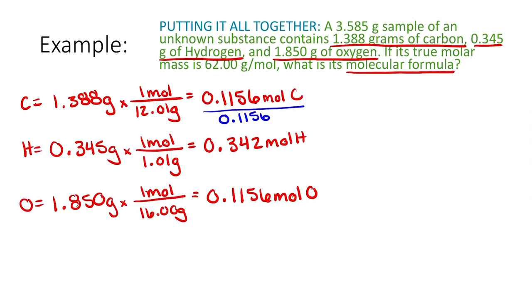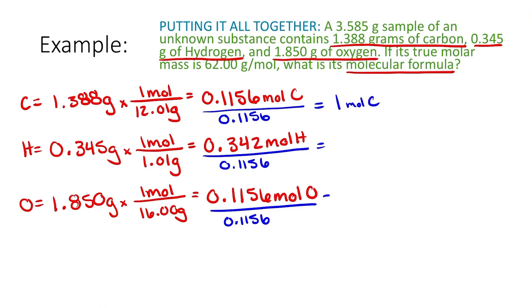0.1156 is my smallest mole amount, so I'm going to divide all of these mole amounts by that amount. Okay, so if I do that, I have 1 mole of carbon, I have 1 mole of oxygen, and then 0.342 divided by 0.1156. That means I've got 3 moles of hydrogen. So my empirical formula now is CH3O. Okay, so there's my empirical formula.